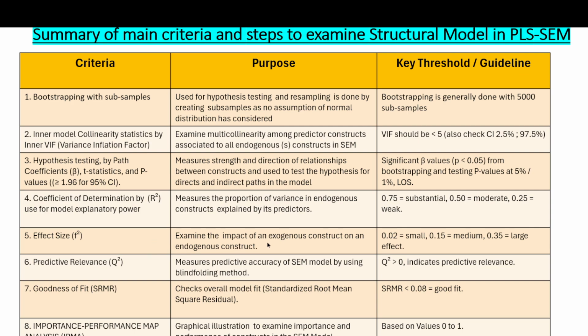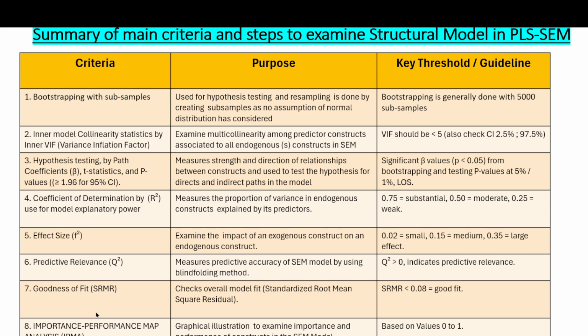Now, there's a difference between the explanatory power and the predictive relevance. In the explanatory power, or the R square, we just consider how much our model fits by considering the original sample. But the predictive relevance is that if we use this model for any other sample, then how good is our model at measuring that particular sample. So that is why the predictive relevance is also required to be executed when you are executing PLS-SEM.